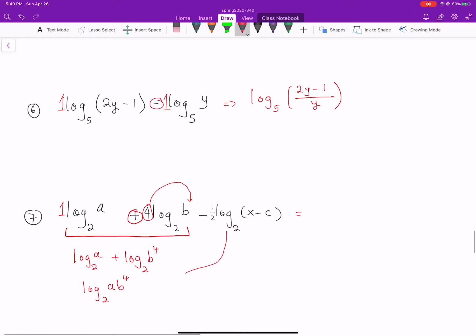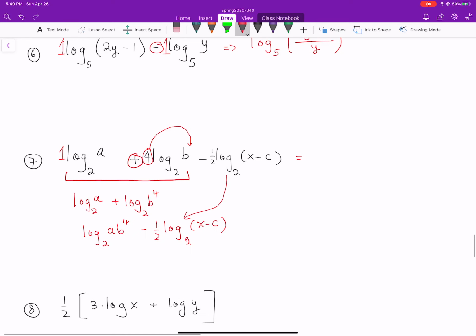Now, if I join the rest to it, it says minus 1/2 log 2 x minus c. So you're always reading from left to right, and as long as the coefficient is 1, that is okay. If it's not 1, you need to return it back as a power. So I've combined the first two logs because it was an addition. So I put it back as a product, and then I continued the problem with the negative 1/2 log base 2 x minus c. Now I see a subtraction, which is telling me that I have a division to make between the first argument and the second argument.